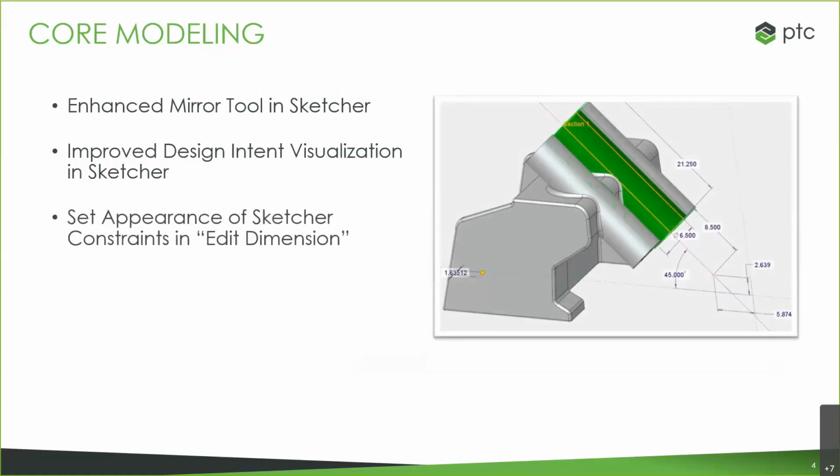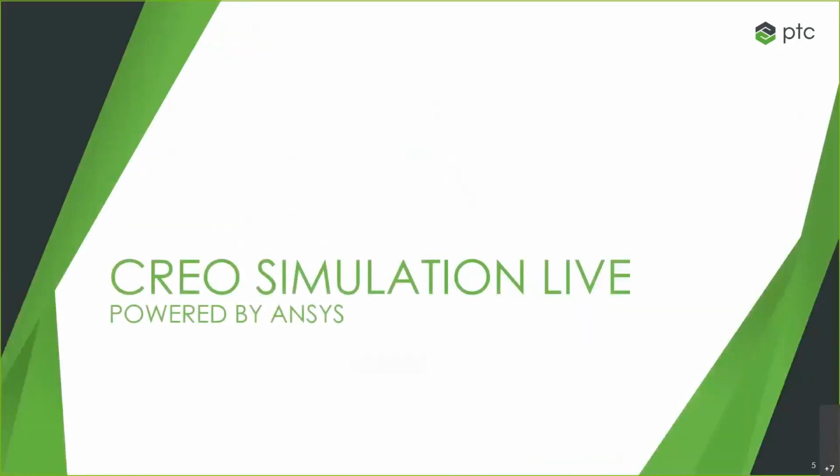And in the edit dimension selection, you're able to set the appearance of your sketcher constraints. So when you click to edit those dimensions, also show the constraints. So that's another config option that you can activate there. So really, that's just a quick look over some of the general improvements that we've made to core modeling.